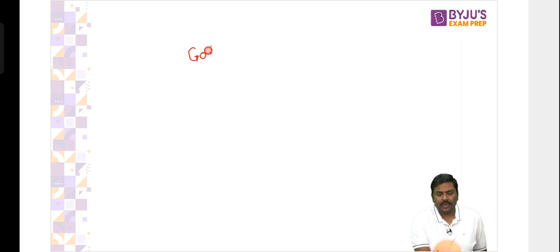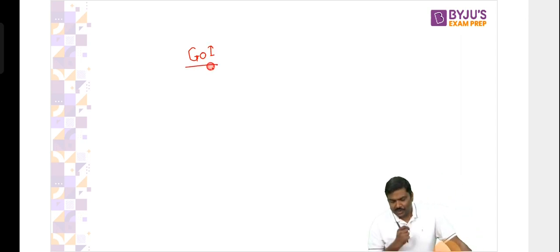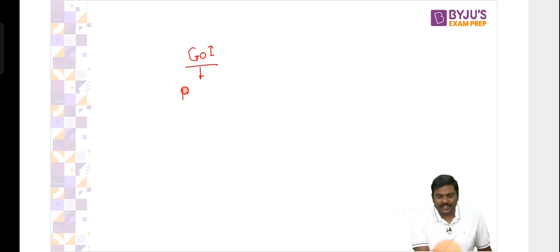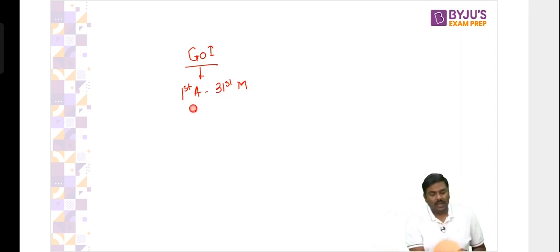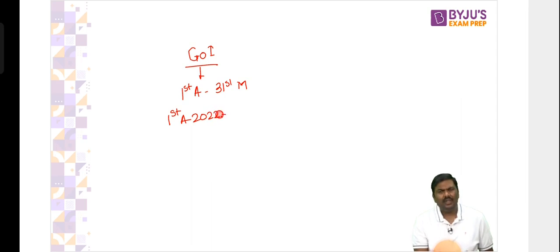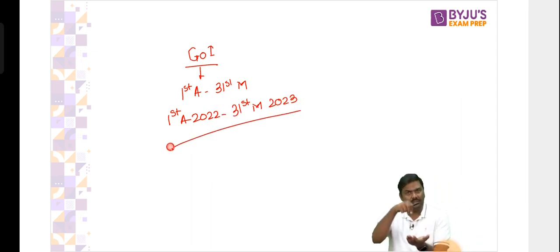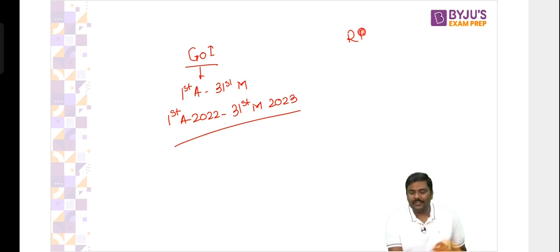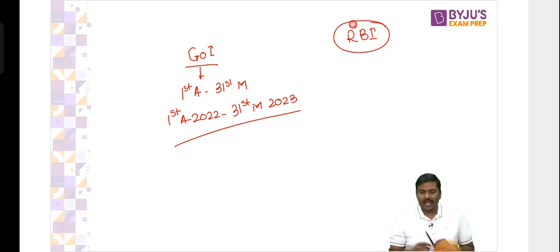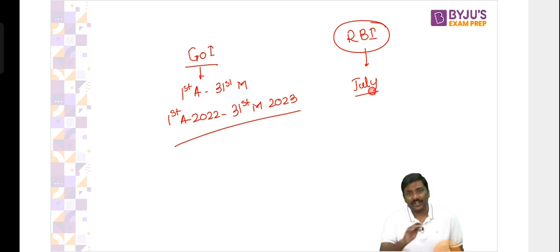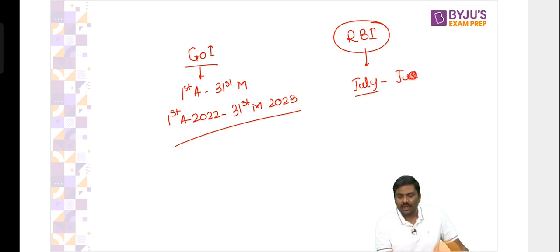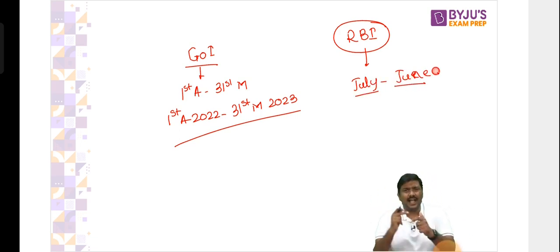Here is Government of India. What is the accounting year for Government of India? It starts on 1st of April and ends on 31st of March. For example, right now it started on 1st of April 2022 and will end on 31st March 2023. This is the financial year we are currently in. Earlier, what was the accounting year for RBI? RBI's accounting year would start from 1st of July and end on the last day of June.